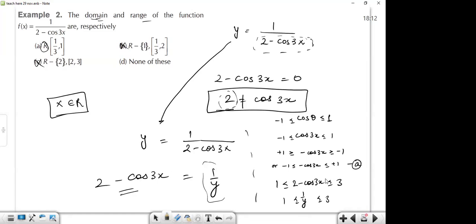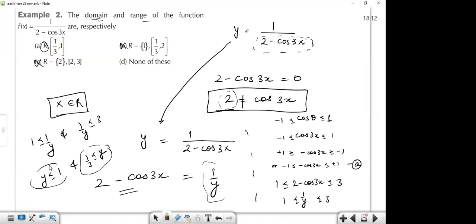Now let's try to find out its range. So 1 by y is greater than or equal to 1 and 1 by y is less than or equal to 3. Y will be cross multiplied. So this is simple. So 3 will come down and we'll replace the position with y.